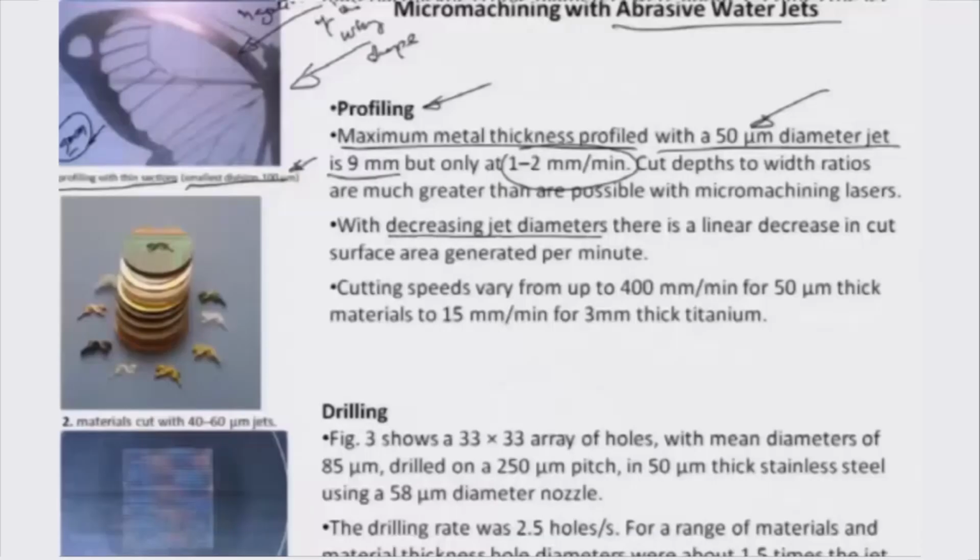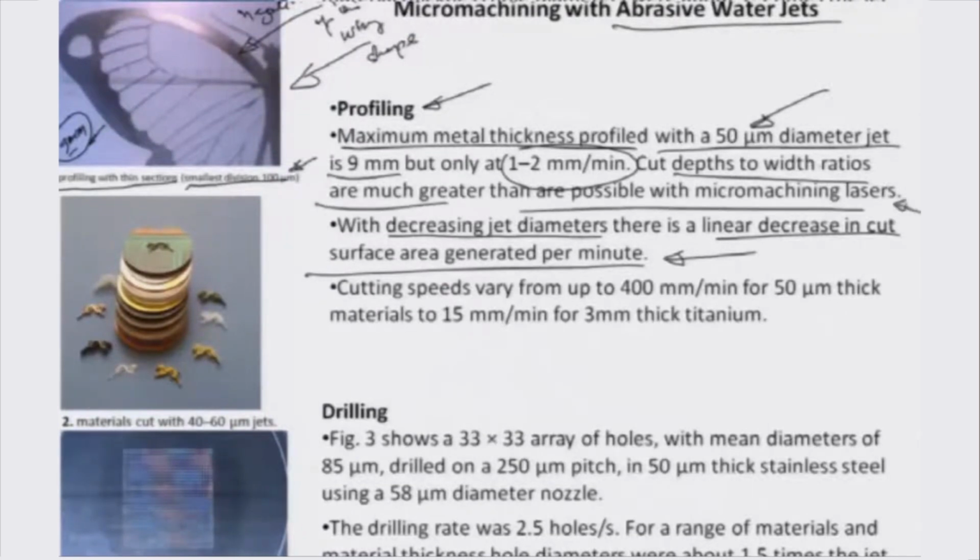Okay. So, with decreasing jet diameters, there is a linear decrease in cut surface area generated per unit per minute, for obvious reasons: now you are able to raster over a smaller part of the surface at one go. And the cut depth to width ratios are much greater than are possible even with micro machining lasers. Okay. So, therefore, high aspect ratio, and this is a very high aspect ratio.